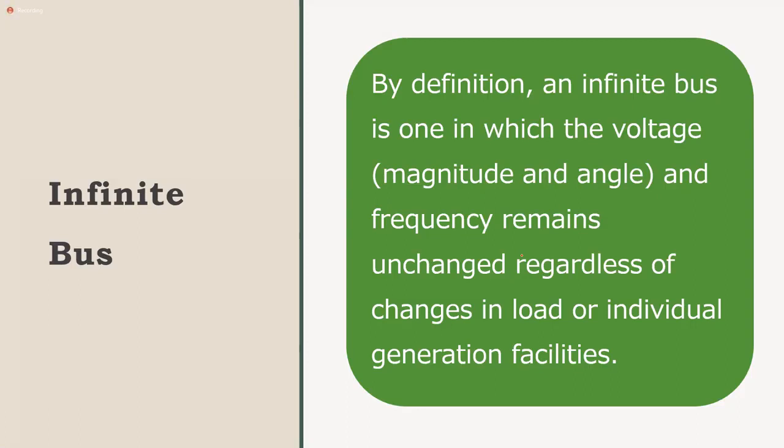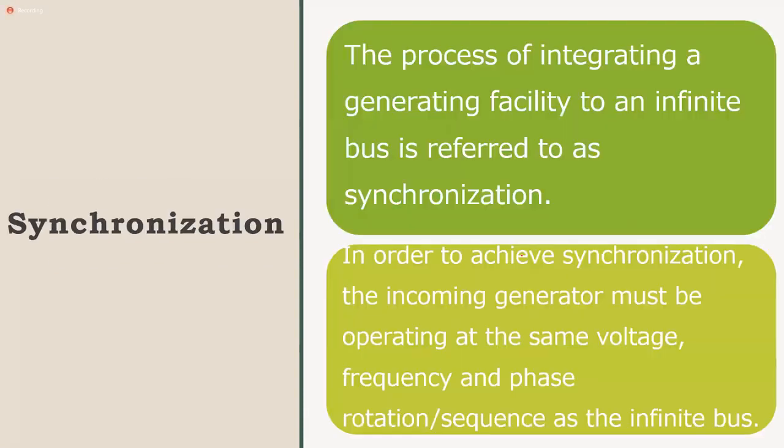The other thing we need to consider, so we're looking at the electrical considerations, right? First talk about the infinite bus. The next thing we need to talk about is synchronization. You won't be able to supply power from two generators unless they are in sync, unless they are in step with each other. And what we mean by being in step, it means that they must be operating at the same voltage, the same frequency, and the same phase rotation or phase sequence. Okay? So you can't have one operating ABC and the other one operating ACD. They won't mesh. Right? So they must have the same phase rotation.